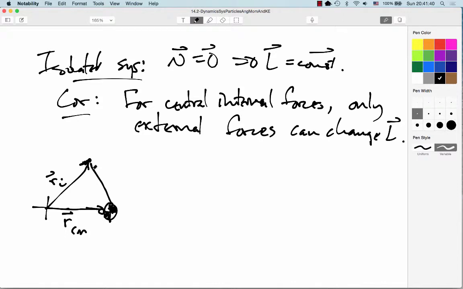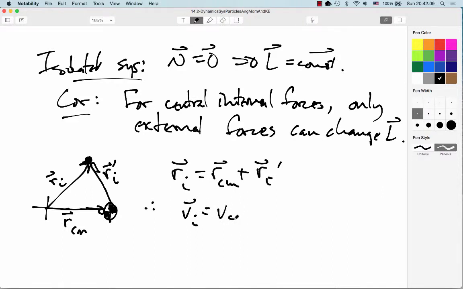Just following your book's notation, we'll call this R_i prime. So that's the position as measured with respect to the center of mass. With that, we can say that R_i is equal to R_CM plus R_i prime. And if we differentiate this, we get that V_i is equal to V_CM plus V_i prime.